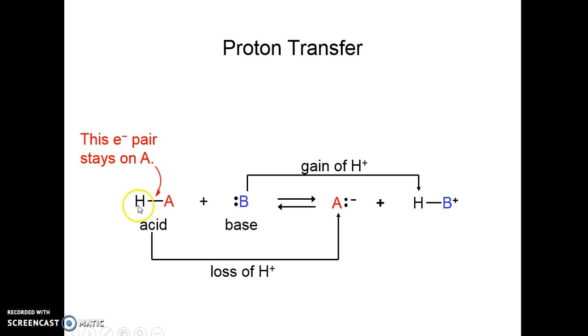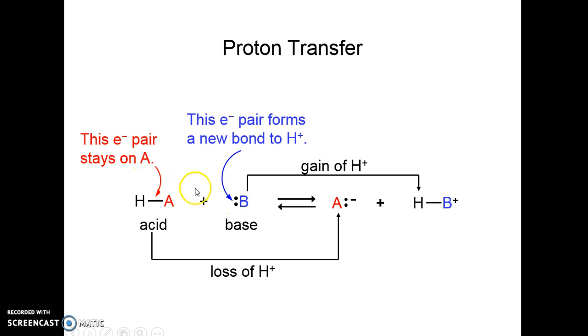When this acid loses its proton, this pair of electrons that forms this bond actually stays on whatever atom that is, as a non-bonding pair right there to give us its negative charge. This non-bonding pair reaches out and grabs a proton, and that non-bonding pair actually forms this bond.